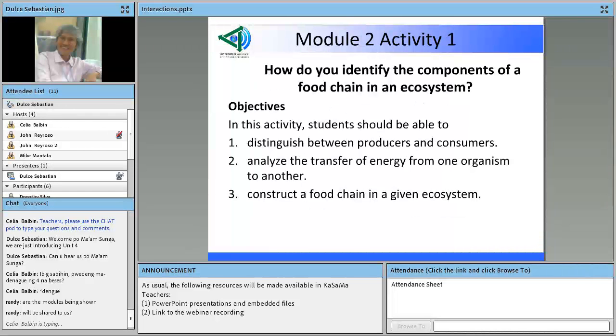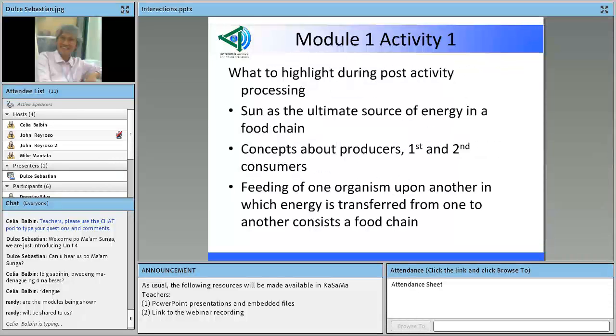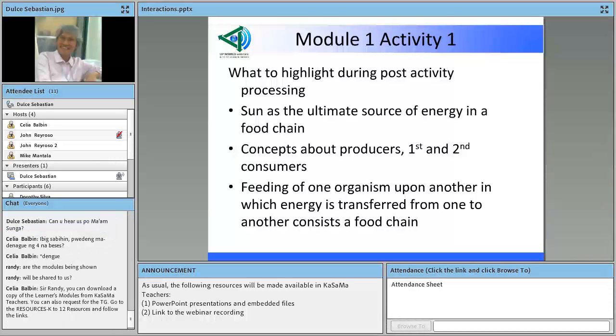So in the first activity for Module 2, here are the objectives. And what do we want to highlight during the post-activity processing? We as teachers should be able to convey that the sun is the ultimate source of energy in a food chain. And our students should be able to explain what a producer is, and what second and third consumers are. And that the feeding of one organism upon another, in which energy is transferred from one organism to another, constitutes a food chain.